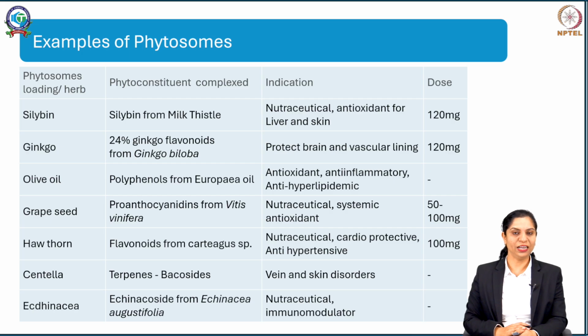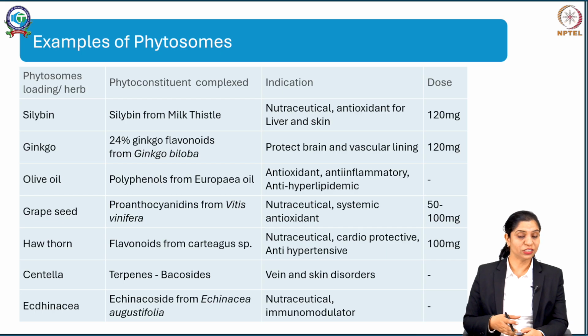Now again, olive oil contains numerous antioxidant principles, polyphenols, especially the flavonoids, and free sterols as well as tocopherols. All of them form association with the phospholipids, and once they are bound to the phospholipids, they can provide antioxidant, anti-inflammatory as well as anti-hyperlipidemic activity. Again, coming to grape seed, it is very high in antioxidants, especially the proanthocyanidins. These proanthocyanidins from Vitis, especially your grapes, act as a nutraceutical as well as a systemic antioxidant. So a good dose loading of up to 50 to 100 mg was done.